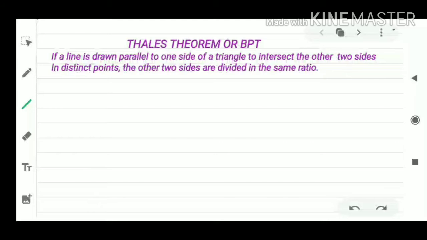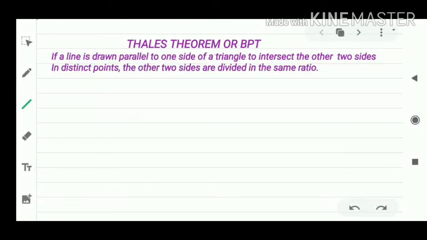Today I will make you understand the Thales theorem or basic proportionality theorem and how it can be proved. So let us see carefully. First, the statement: if a line is drawn parallel to one side of a triangle to intersect the other two sides in distinct points, then the other two sides are divided in the same ratio. So this is the statement of Thales theorem.